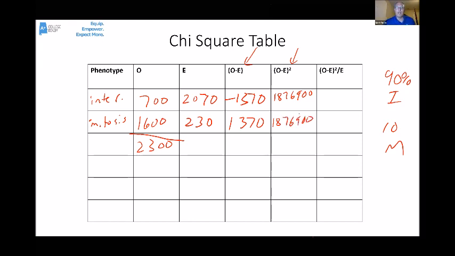And then to get the last column, we need to divide this column by the expected column. So 1,876,900 divided by 2070. That gives us 906.71. And by the way, if you're doing chi-square in decimal form, I would always carry it out to at least a hundredths place, just to make sure you don't get rounding errors. Carry it out to at least 2 decimal places.